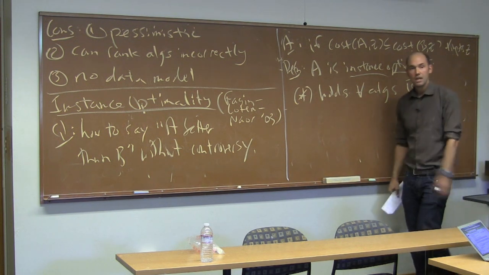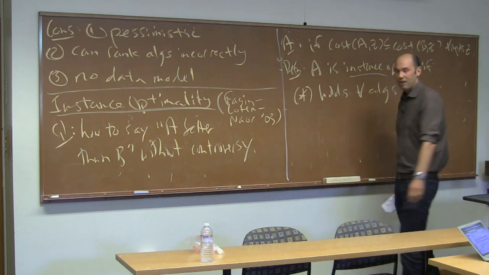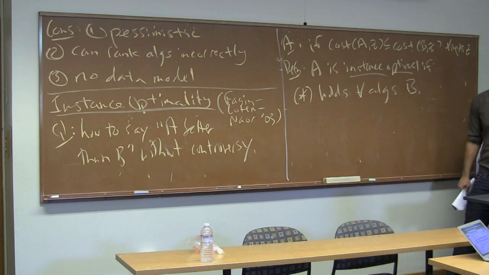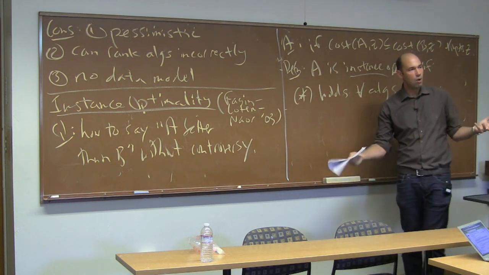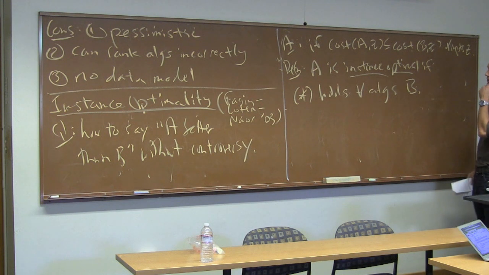If you have a problem and you can find an algorithm A which is instance optimal in this sense, this is the definition of a no-brainer. Always use algorithm A. And remember the goal here: is there any case where we can not even worry about what the input is? There are no hard compromises to make across different inputs. And this is it.